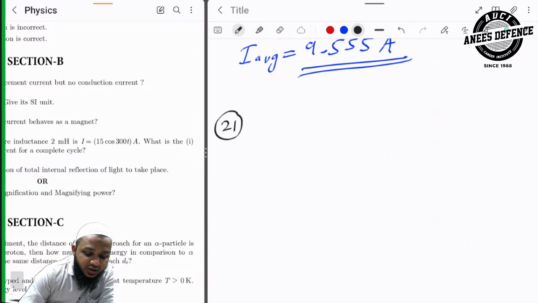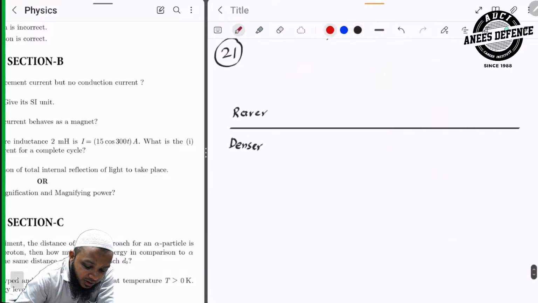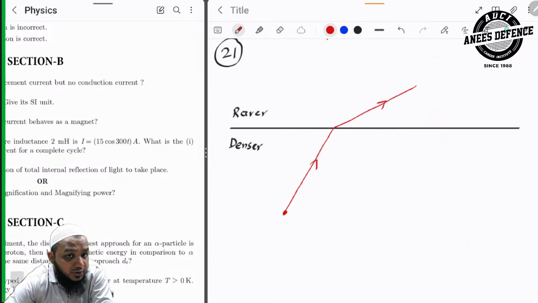Now, what do you mean by total internal reflection? See, if there is a boundary between two media, consider that the upper medium is rarer medium, like air, vacuum, and the bottom lower medium is denser medium. When the light goes from denser to rarer medium, the light bends away from normal, right? And when it goes from rarer to denser, it bends towards the normal.